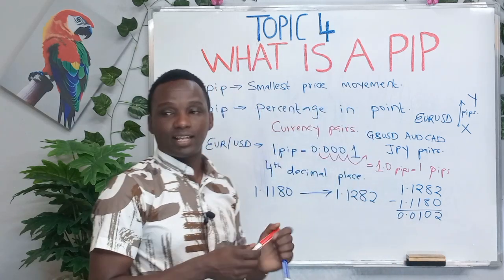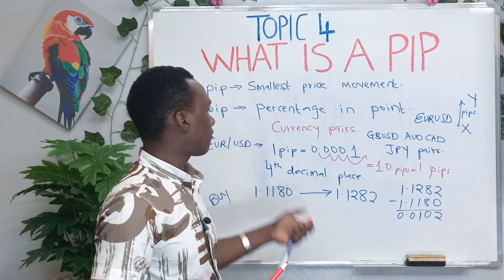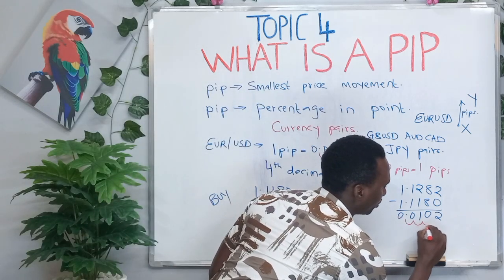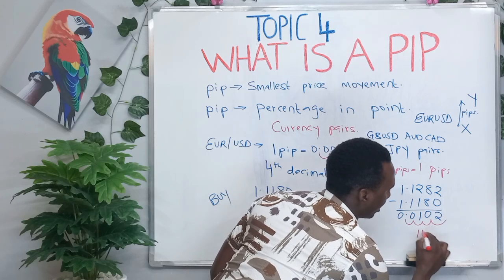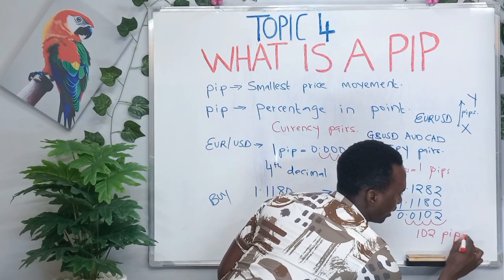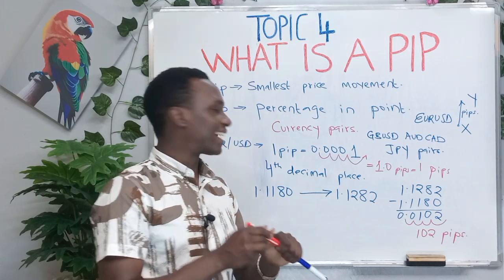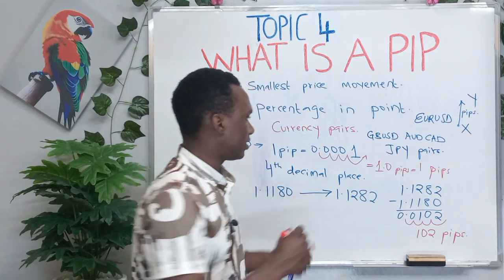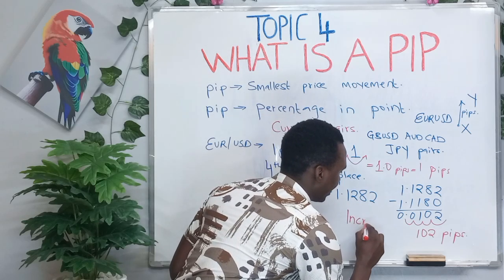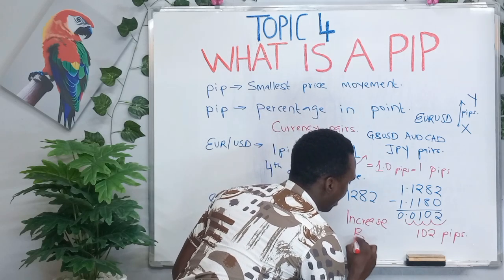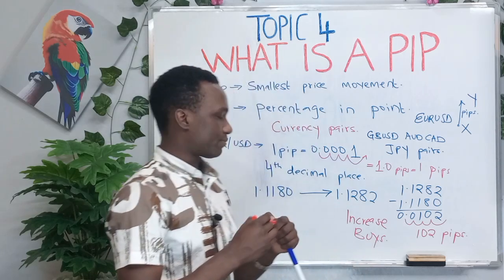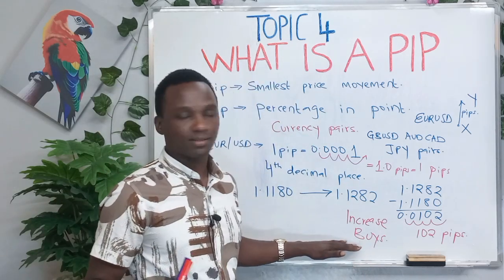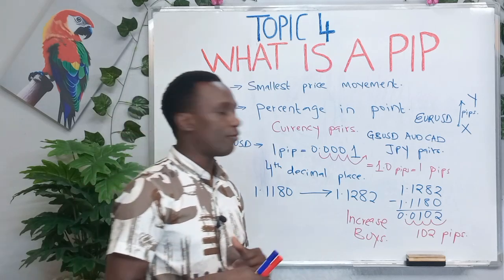And we said that a pip here is expressed to the fourth decimal place. All right? So it's 1, 2, 3, 4. So it is 102 pips. All right? So the increase from this to this is 102 pips. This is the increase. The increase represents buys. All right? Yes, some bullish momentum. Okay? Please note this so that we may wrap up and move forward.